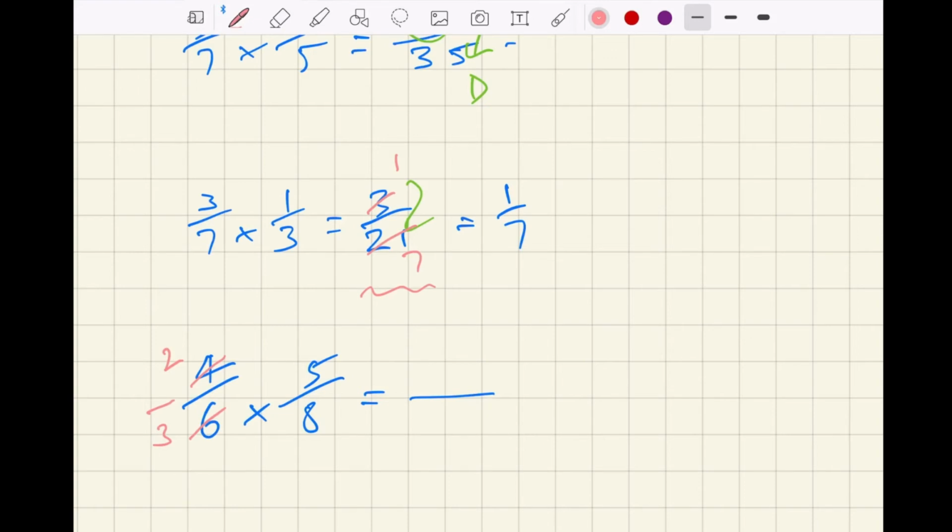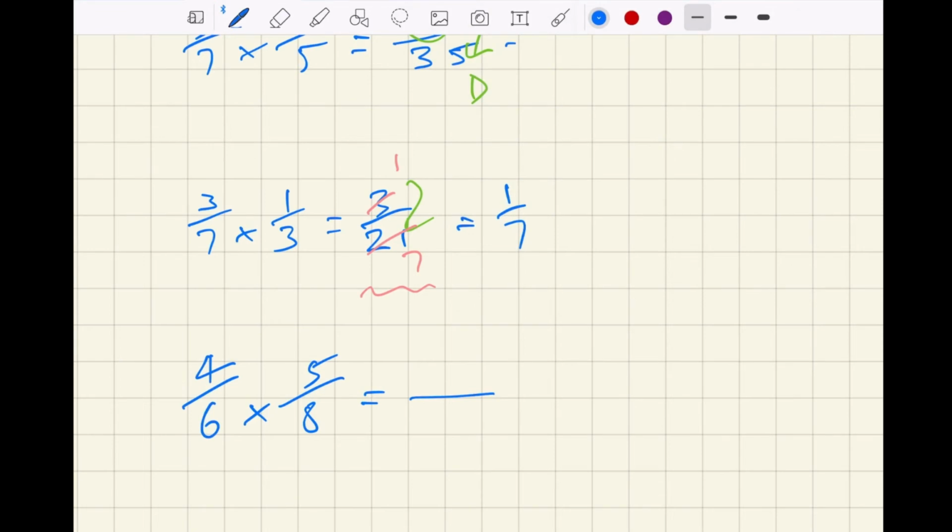And now I can do my multiplication. 2 times 5 is 10. 3 times 8 is 24. And I've already got a much lower number than the one I started with, 10 over 24. I'm not done, and I'm also not going to continue because I'm going to show you what happens if we don't do that. So I'm just going to undo those steps and just stick with my original question as written.